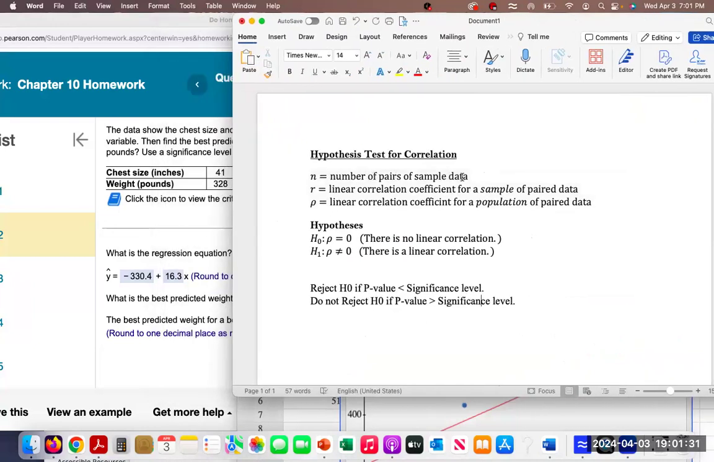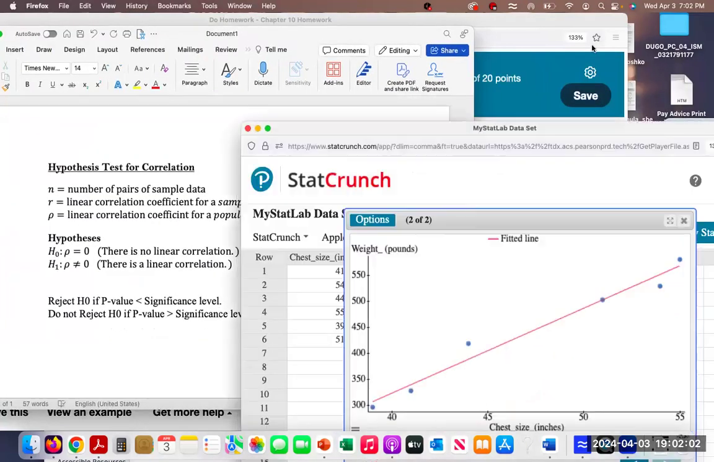N is the number of pairs in a sample. R is a linear correlation coefficient for a sample. And rho is a linear correlation coefficient for a population. And rho is what we use to set up our hypotheses. So the null is rho is 0, which means there's no linear correlation. And the alternate is that rho is not 0, which means there is a linear correlation. And we reject the null if p-value is less than significance level. We don't reject the null if p-value is greater than significance level.